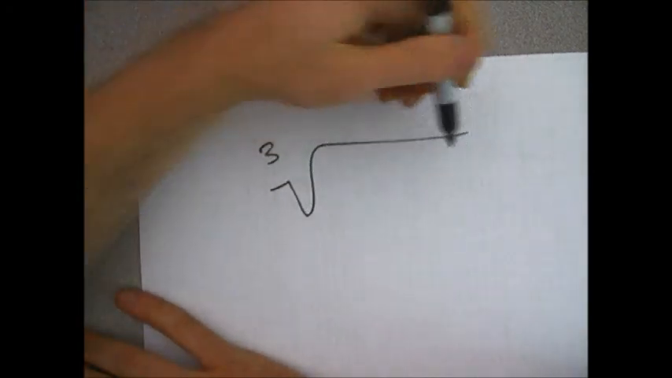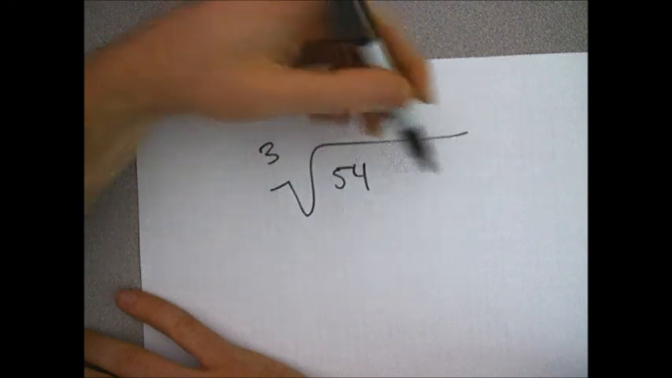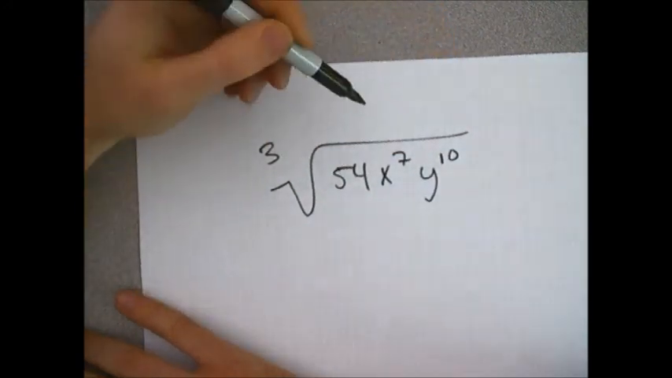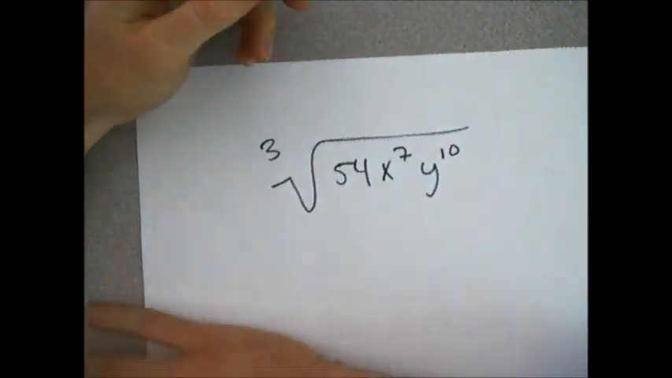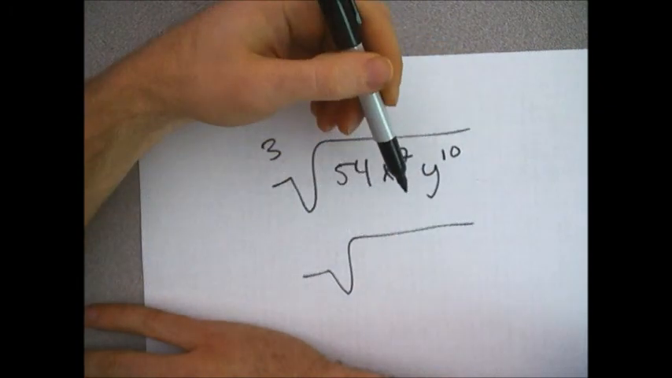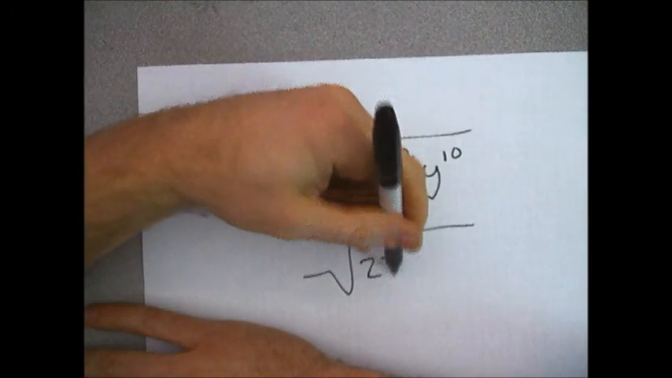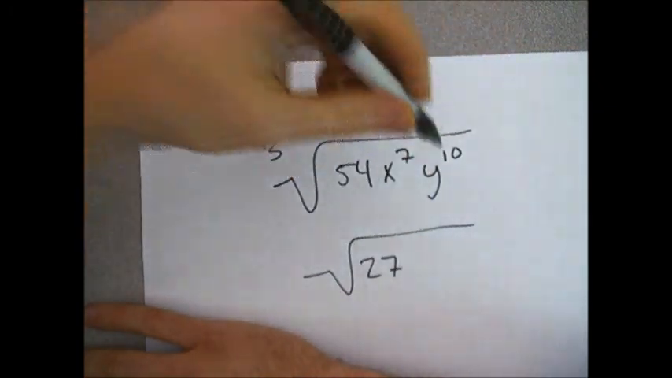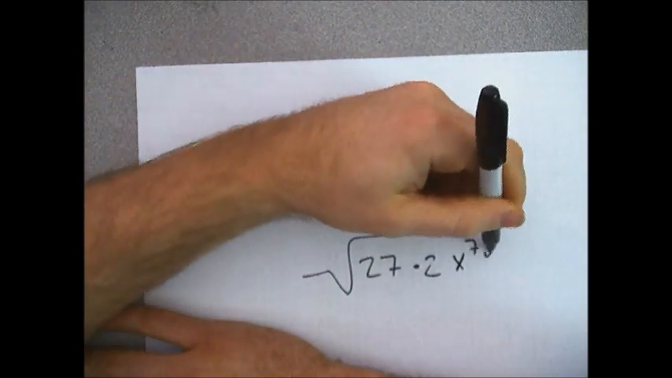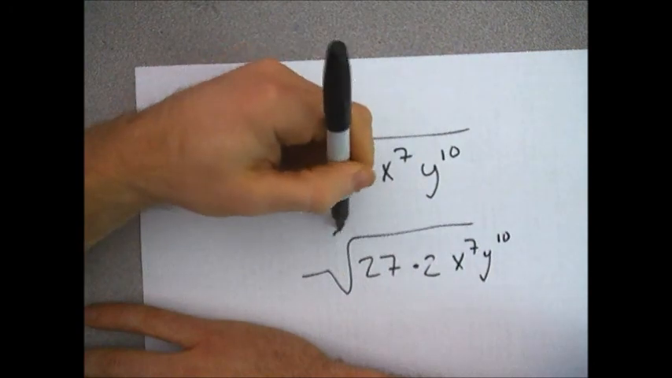So cube root of 54 x to the 7th y to the 10th. All right, you guys go ahead and talk here. What's the cube root of 54? What cube root goes into it? 27. All right, 27 times 2, x to the 7th, y to the 10th, and that's a cube root.